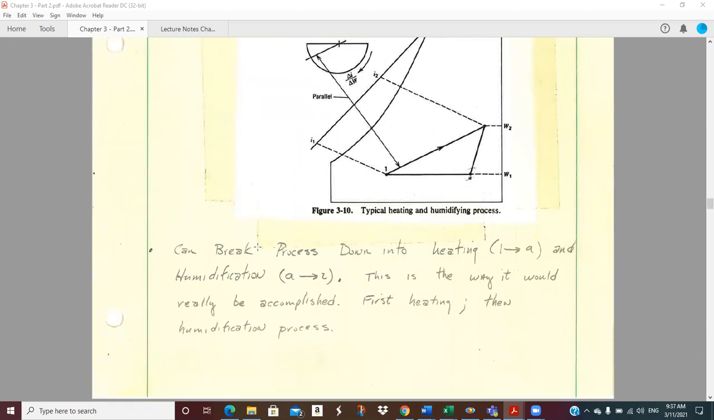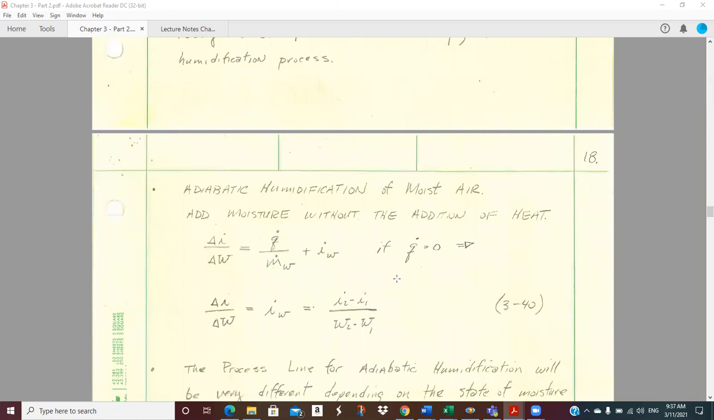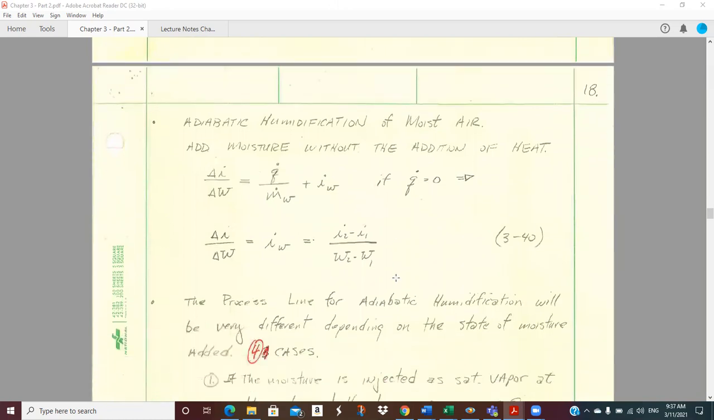Okay, and that's what this is talking about. We can break the process down into 1 to A, sensible heating, and A to 2, humidification. And that's the way it would really be accomplished, first heating, then humidification. So when we do just that humidifier and use the equation, we call that adiabatic humidification of moist air.